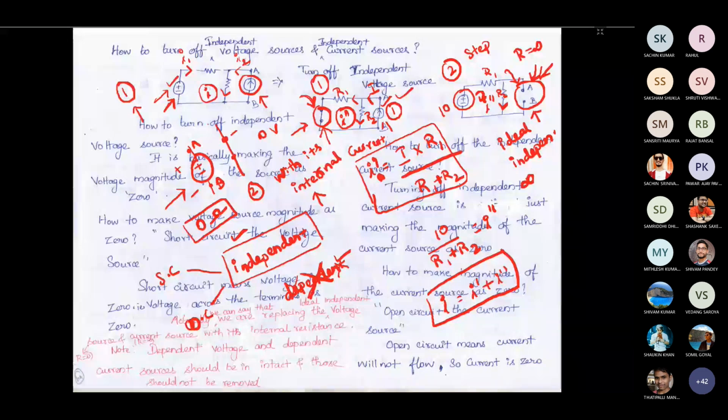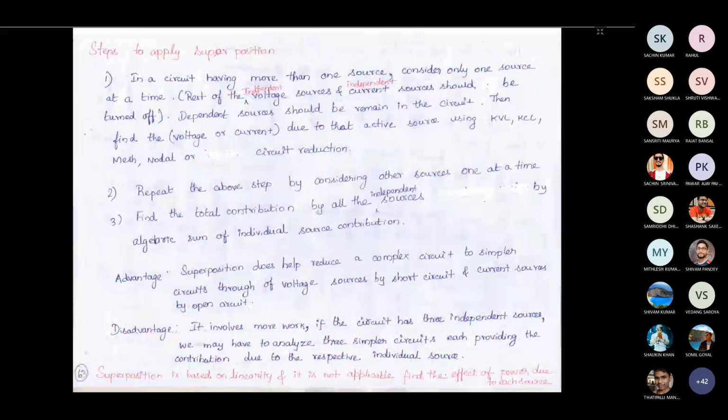Okay. So open circuit means current will not flow. Short circuit means voltage will be 0. Open circuit means current will be 0. Okay. So let me explain the procedure now in these words. So in a circuit having more than one source, consider only one source at a time. So as I discussed before, if you have a circuit like this, you just consider only one source at a time when you have multiple sources in the circuit, right?